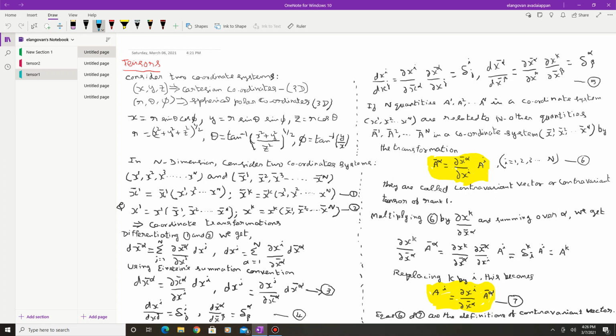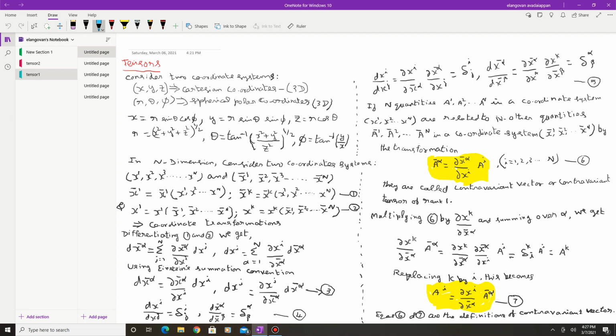Now the Cartesian coordinate x is a function of r, theta, phi. Y is also a function of r, theta, phi. Z is also a function of r, theta, phi. Similarly, r can be expressed as a function of x, y, z. Theta is also a function of x, y, z. Phi is also a function of x, y, and z.